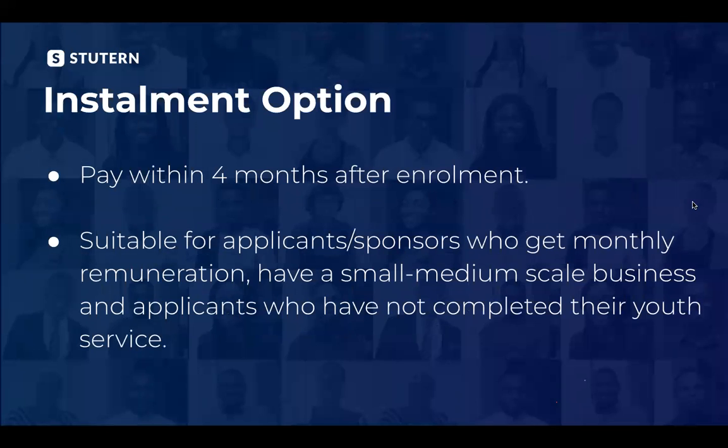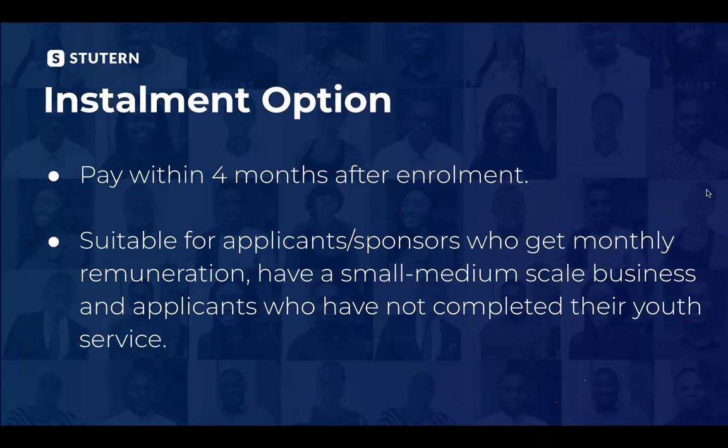The second payment option is the installmental payment option, where you pay within 4 months. You pay a particular amount 4 times over the course of 4 months. You pay that amount for the first month before you start classes, then the second month into your training you pay the same amount, the third month the same amount, and the fourth month the same amount. It's suitable for applicants who get monthly remuneration, have a small or medium scale business, and applicants who have not completed their youth service.